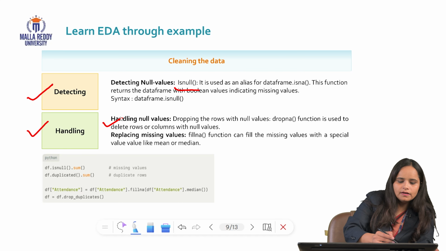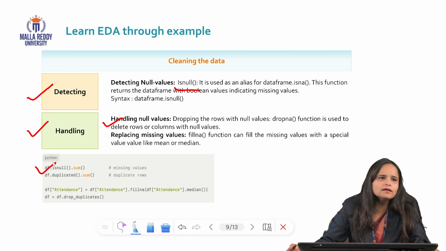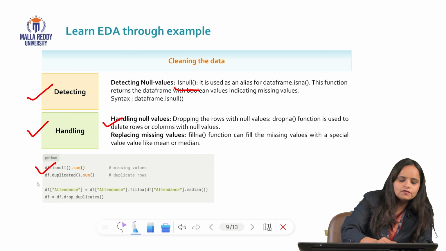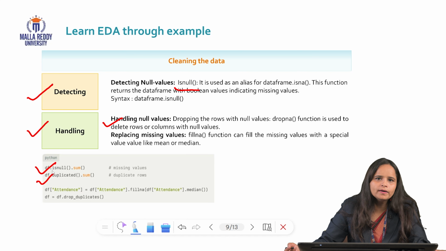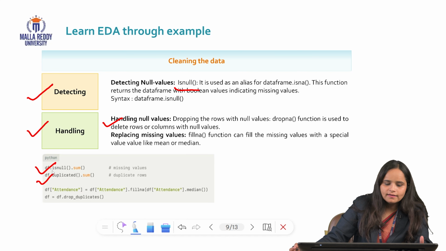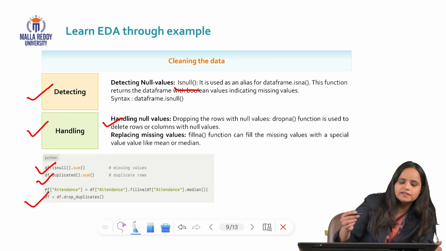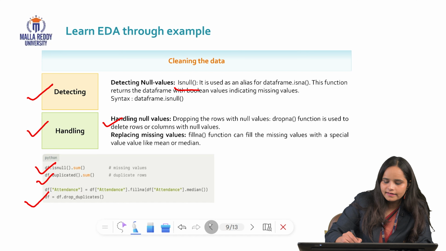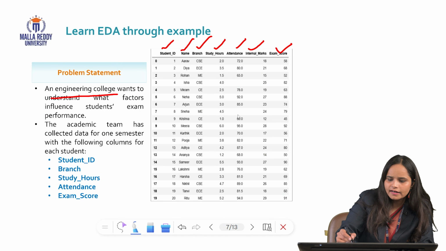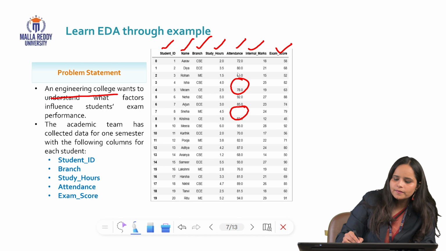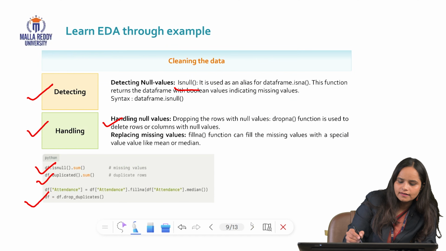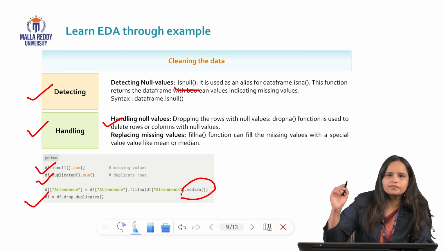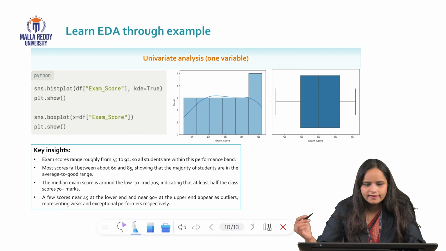So in our example, we have used the function isnull().sum(), which will give you the column-wise total number of missing values. Also, we are checking for duplicate values, how many duplicate records are present. Once we get the idea about the missing values, we will try to replace them. Here, as you can see in the data set, in the attendance column, we have 2 missing values. So these 2 missing values we are replacing with the median value. Right? So let's move on to the next step.